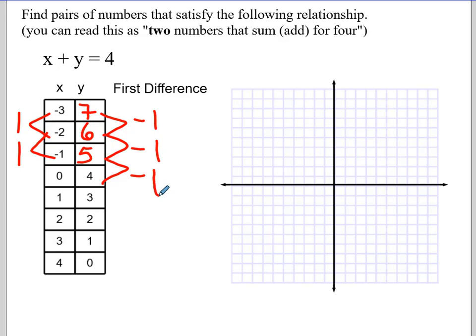Now if I went to plot this information, I'm going to just take a couple of these coordinates here. I'm going to start with 0, 4, because that's a nice easy one to plot. There's that one. 1, 3, 2, 2, and 3, 1, and then lastly 4, 0. I'm getting a linear relationship again, which is no surprise because my first differences were constant. There is something a little different though. This one is going down as we read from left to right, and we're going to talk about that in the days to come.